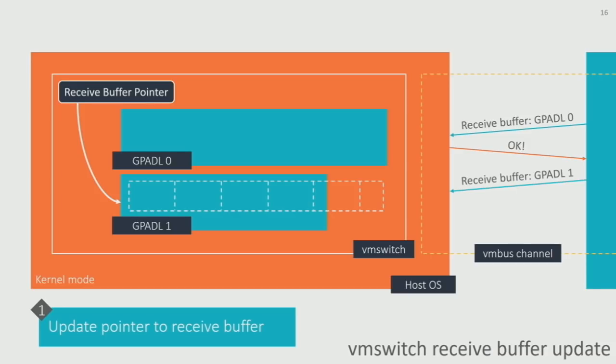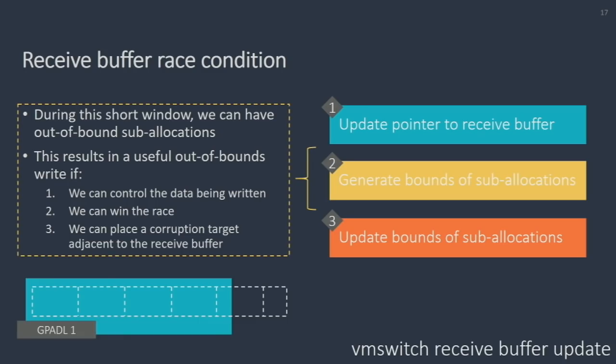And of course, if you let it generate its new sub-allocation bounds, and you let it go all the way to step three, it's totally fine. After that, you end up with a perfectly valid receive buffer, a really good receive buffer, and it's totally possible to use it. Unfortunately, you do end up with this tiny window during step two where you are able to potentially write data out of bounds from that receive buffer.